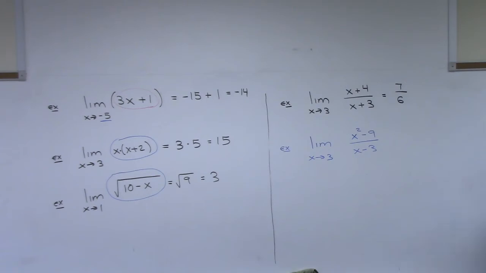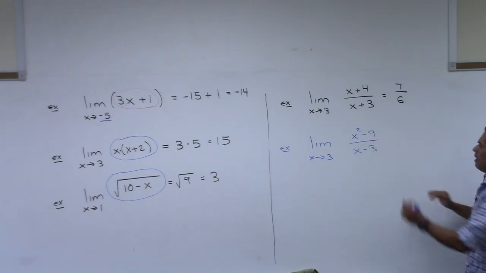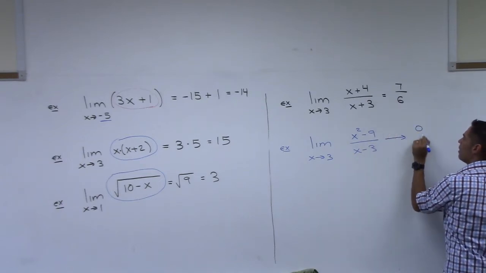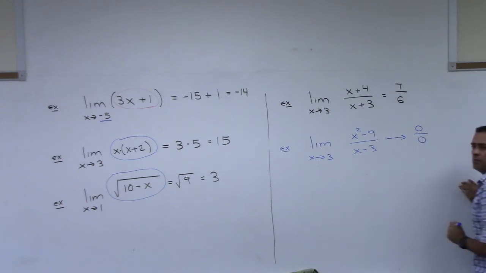What's going to happen here? We can do it top and bottom, separately. If we go in the top, we plug 3 in for x, what do we get? 0, right? So I'm going to put an arrow here, not an equal sign. I'm going to put 0 here. On the bottom, 3 minus 3, again, is 0. We get 0 over 0, right?